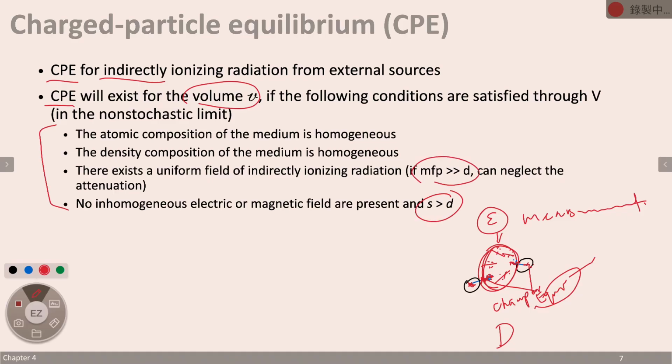Here, S should be greater than D, and this D should be the mean free path of the charged particle. And because the mean free path is greater than the charged particle range, the separation being greater than the mean free path means CPE also exists. So here we talk about the RE. So here it all exists.